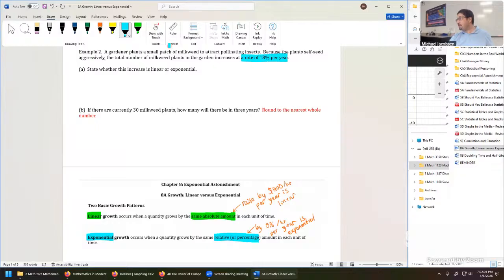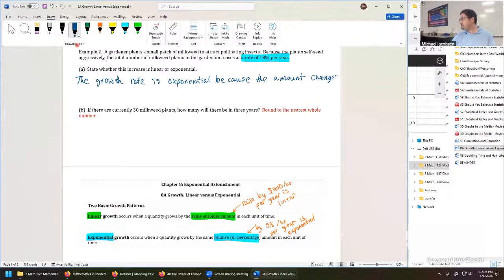So rate of 18% per year is telling us the growth rate is exponential because the amount changes by the same percentage every year. And that wouldn't happen with the $5 raise.